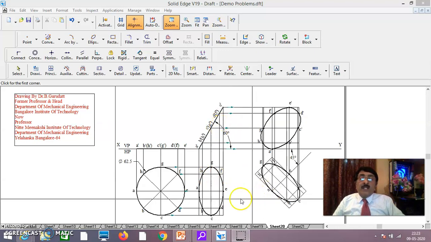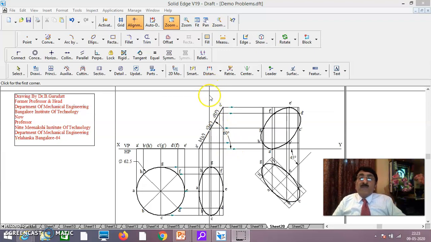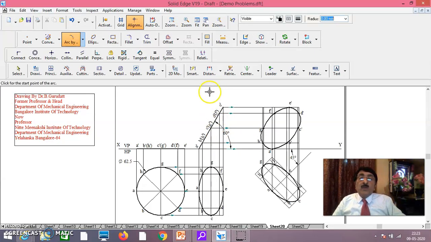Now what I have done is, with inclination at 60 degrees to HP, when you look from the top, this is how it appears. It appears as an ellipse. What they have said is that the top view of the diameter containing the point on HP, that means the diameter containing A, which is AE, is inclined at 45 degrees to VP. You incline this at 45 degrees to VP.